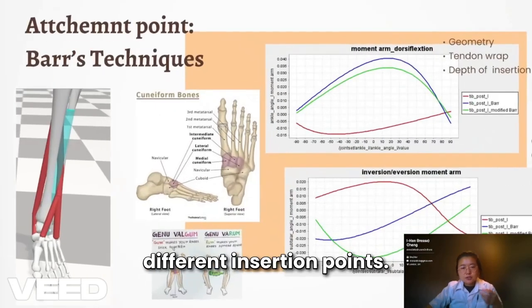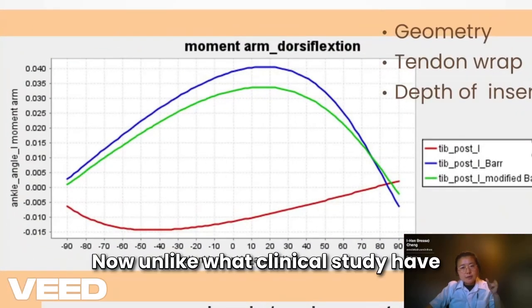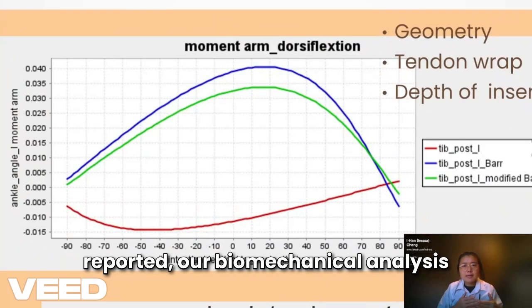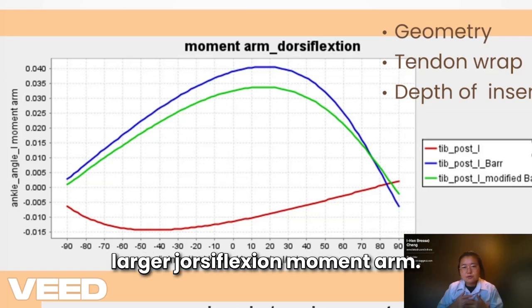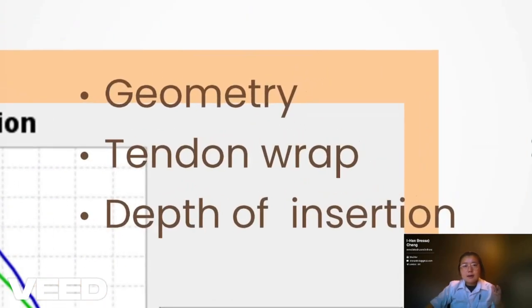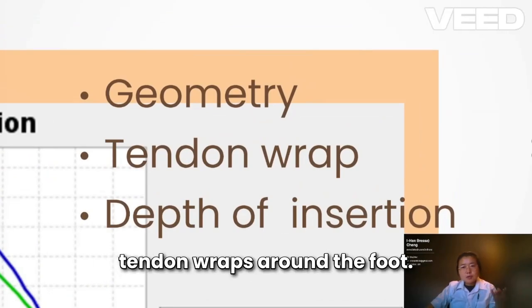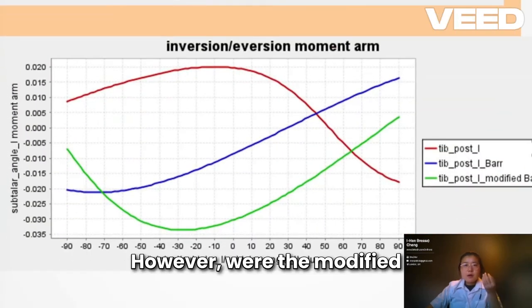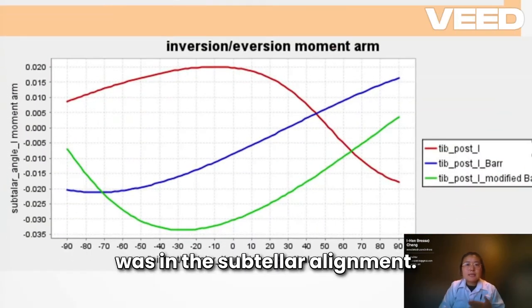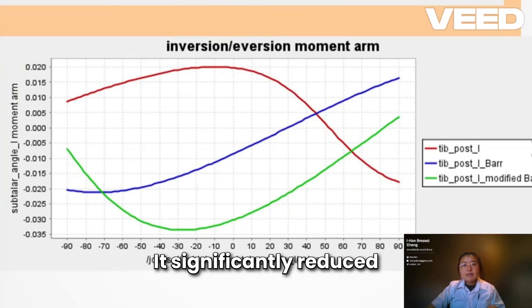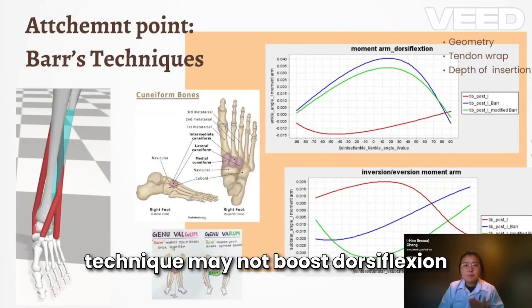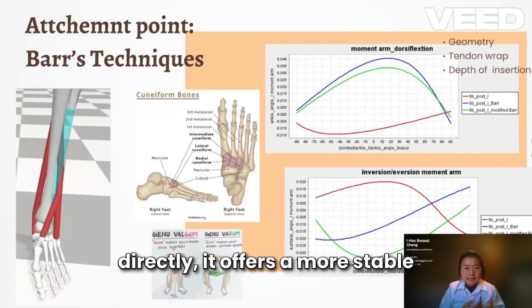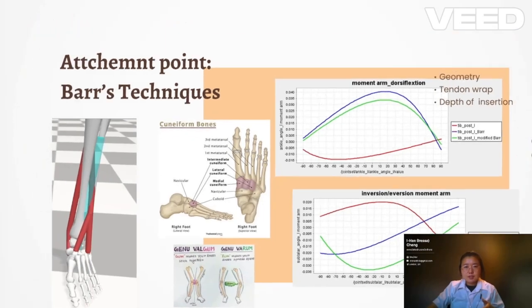Lastly, I investigated different insertion points. Now, unlike what clinical study have reported, our biomechanical analysis did not show a significantly larger dorsiflexion moment arm. This might be due to limitations like simplified geometry or the way tendon wraps around the foot. However, where the modified technique really stood out was in the subtalar alignment. It significantly reduced the inversion bias. So although modified Bars technique may not boost dorsiflexion directly, it offers a more stable, balanced foot position.